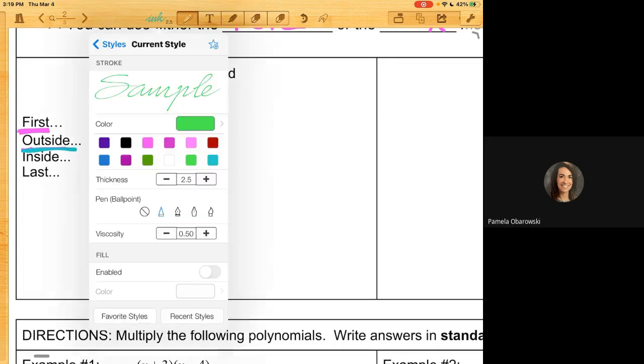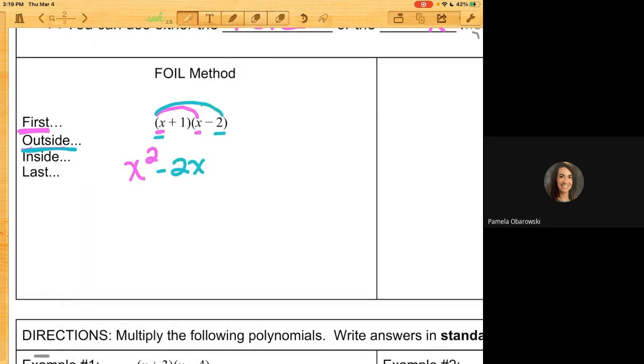Then, let me switch colors again. I'm going to multiply the inside terms. Inside, inside. And let's draw an arrow there. When I multiply my inside terms, I get plus x.